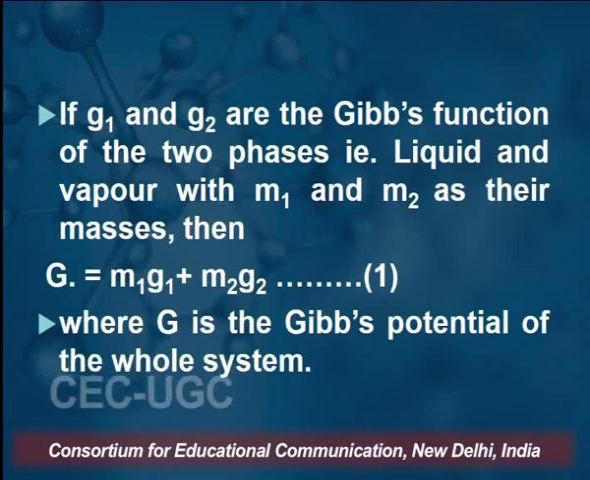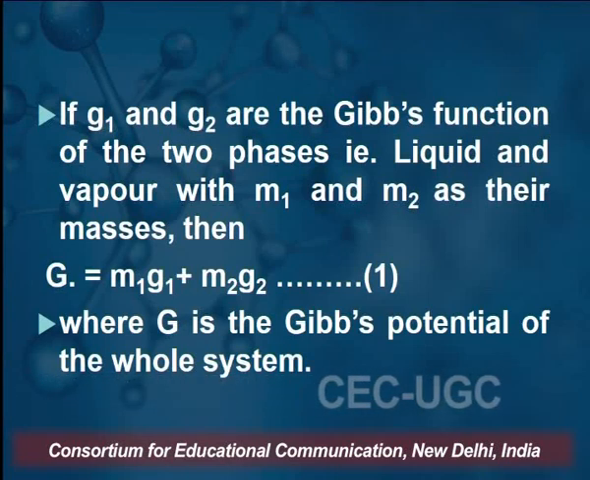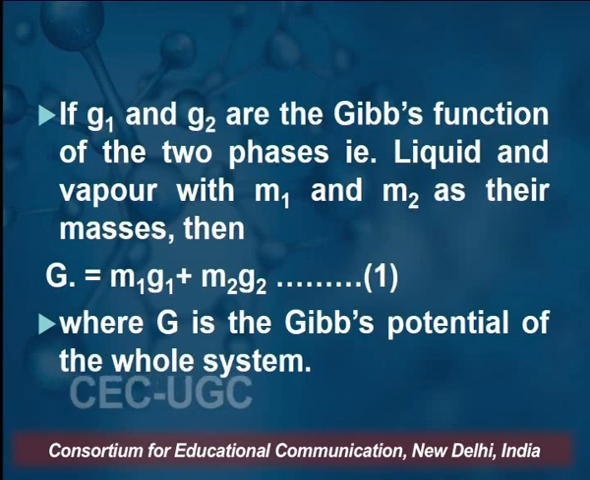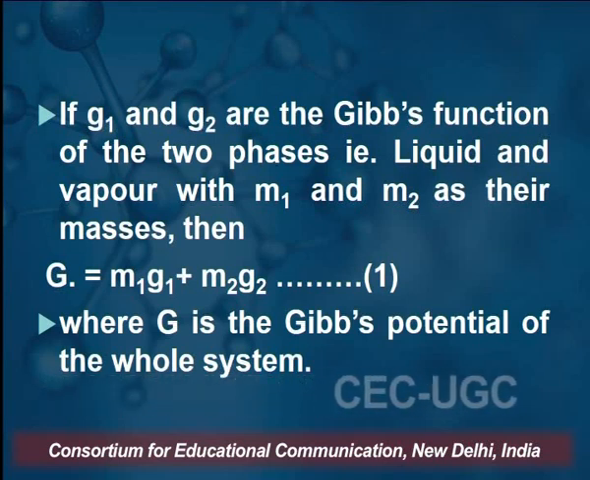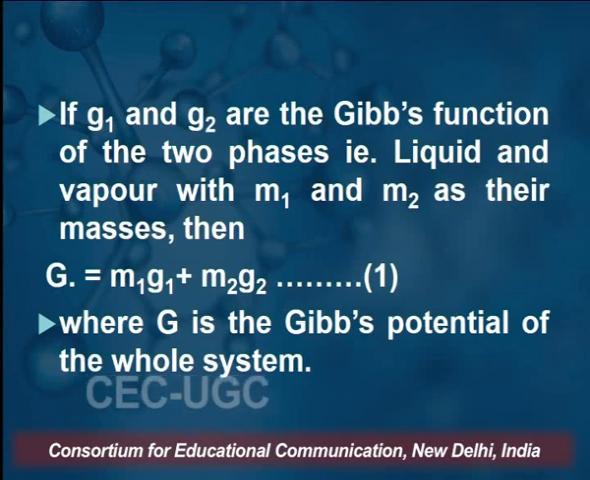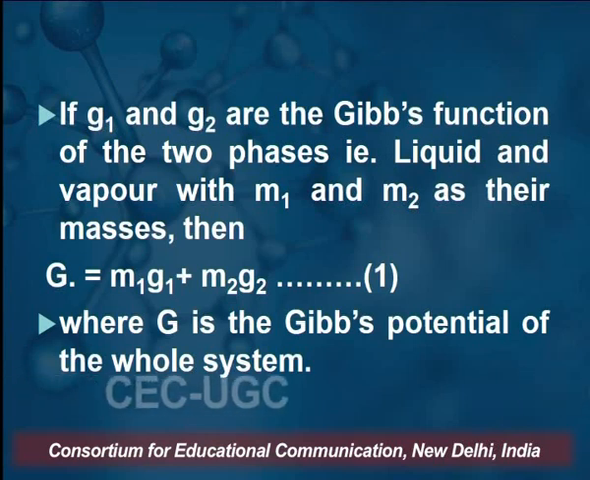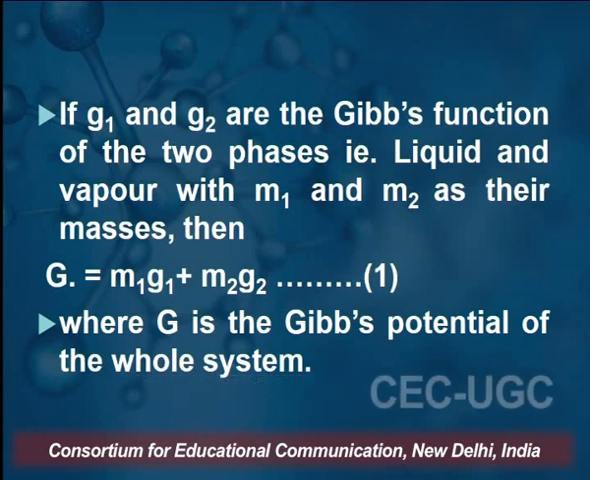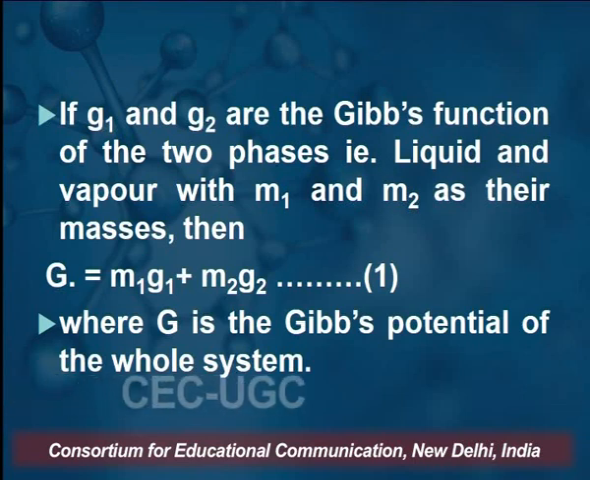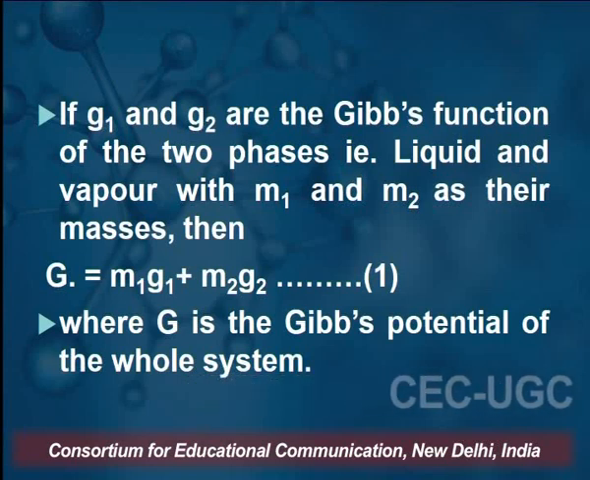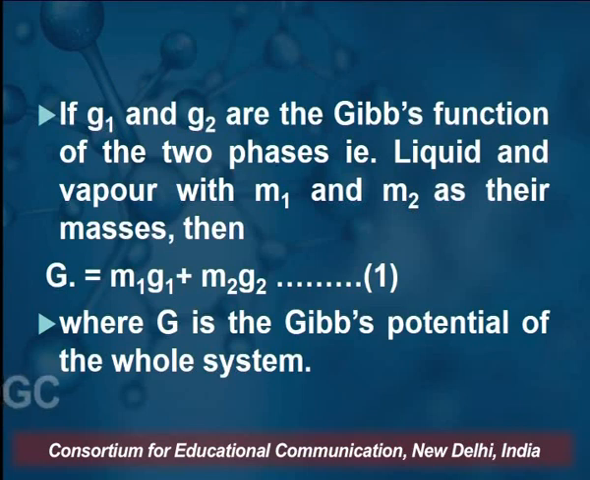Let small g1 and small g2 be the Gibbs function of the two phases, that is the liquid phase and the vapor phase, m1 being the mass in the liquid phase and m2 being the mass in the vapor phase. Then we have capital G is equal to m1 g1 plus m2 g2. Call this expression 1. G, remember, is the Gibbs potential of the whole system. g1 is the specific Gibbs potential of one phase. Both the phases combined make the whole system.